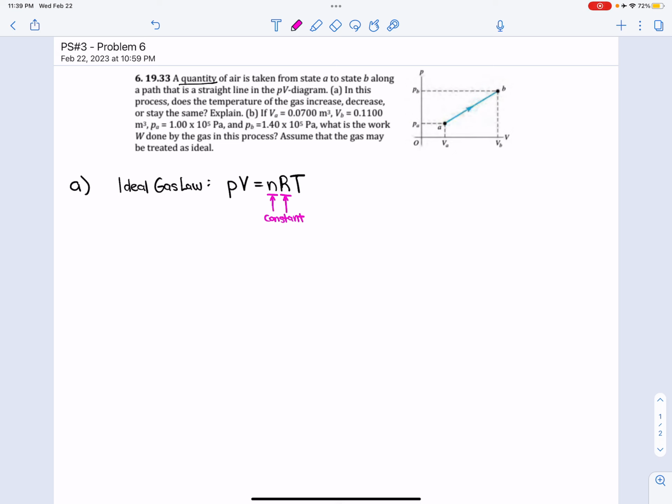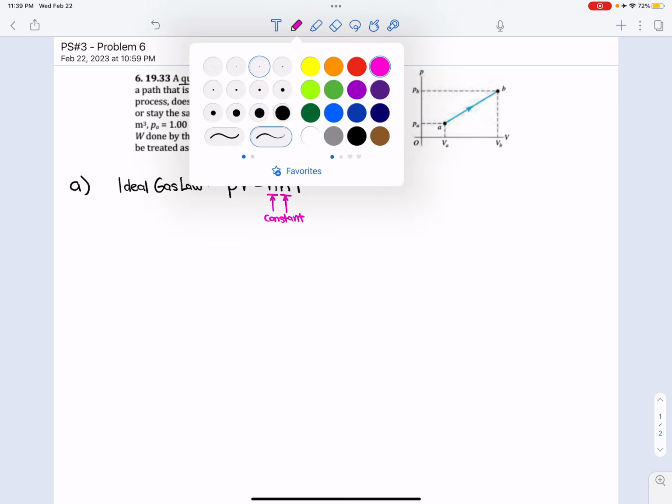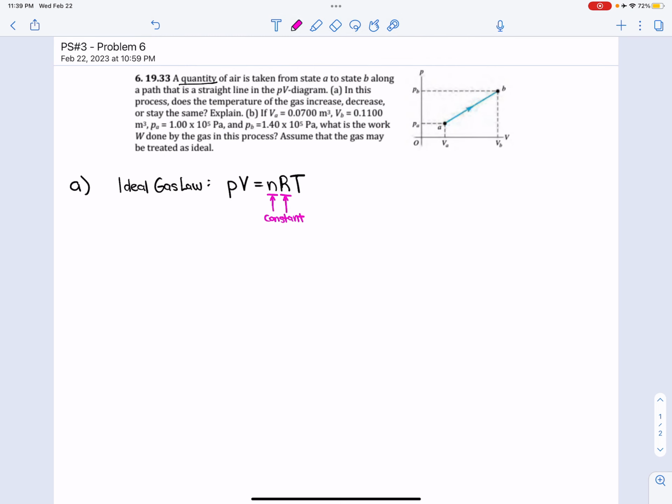Okay. So if these are constant, the value of the temperature on the right side of the equation depends on the factor between the pressure on the left side of the equation multiplied by the volume on the left side of the equation. All right? I just wanted to point that out.